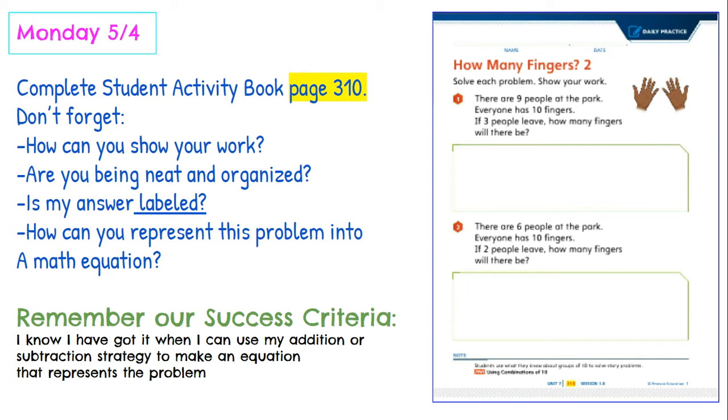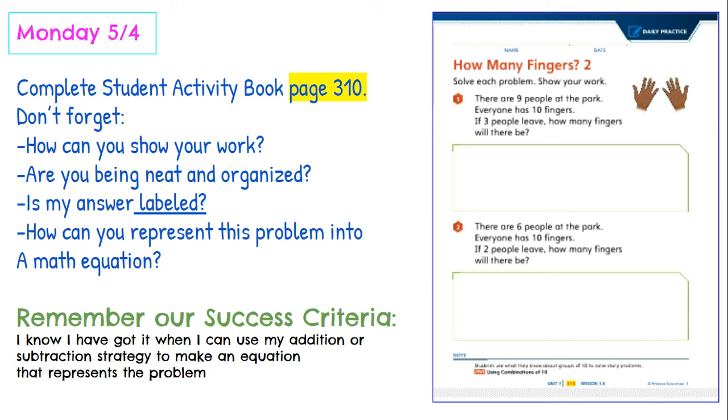Now that you've had some time to practice counting by tens and subtracting and adding tens from the games, you're going to complete Student Activity Book page 310. While you're working, don't forget, how can you show your work? Remember, the learning target used the words model, and our success criteria used the words equation. Do you think you could show your work by showing a model or an equation?